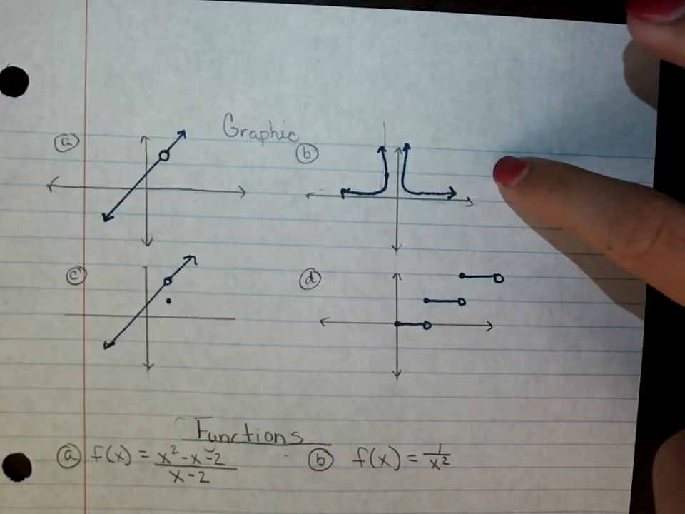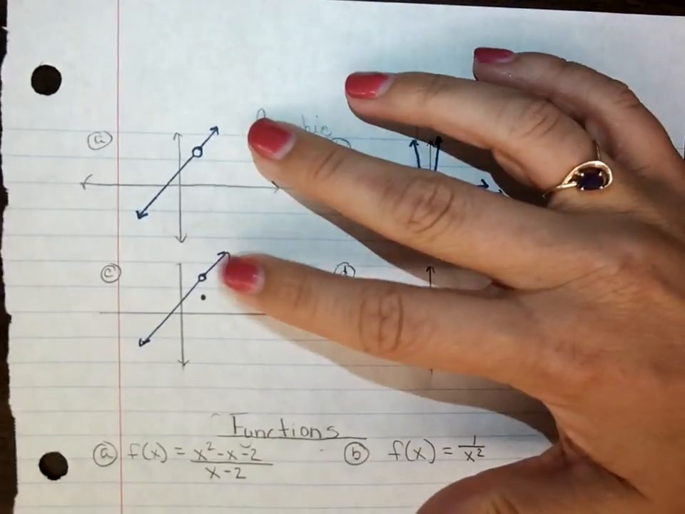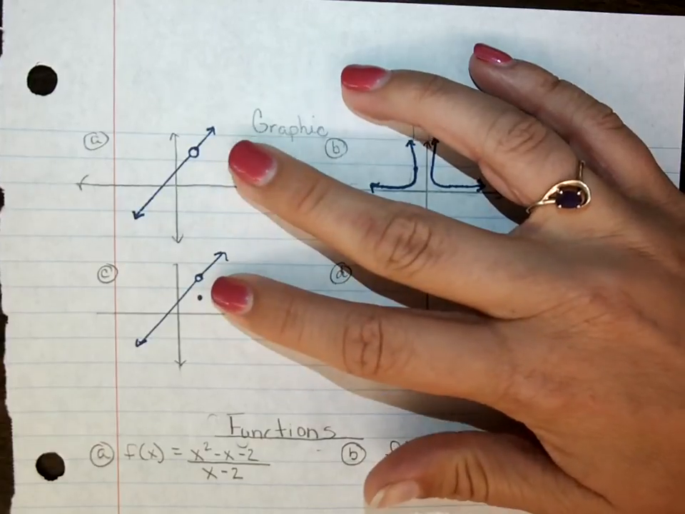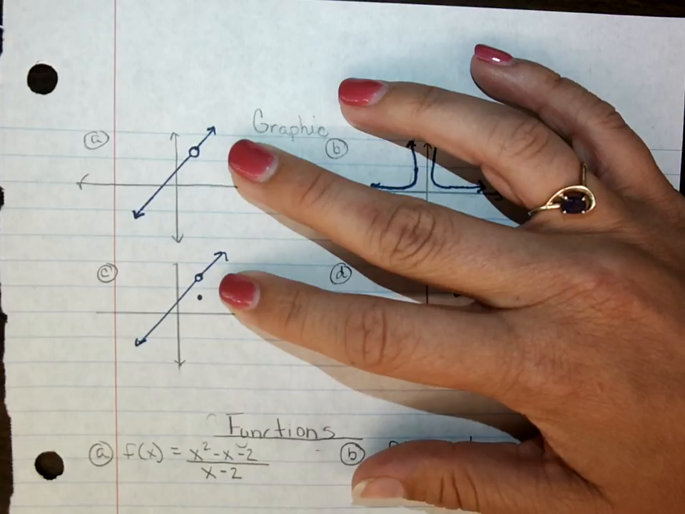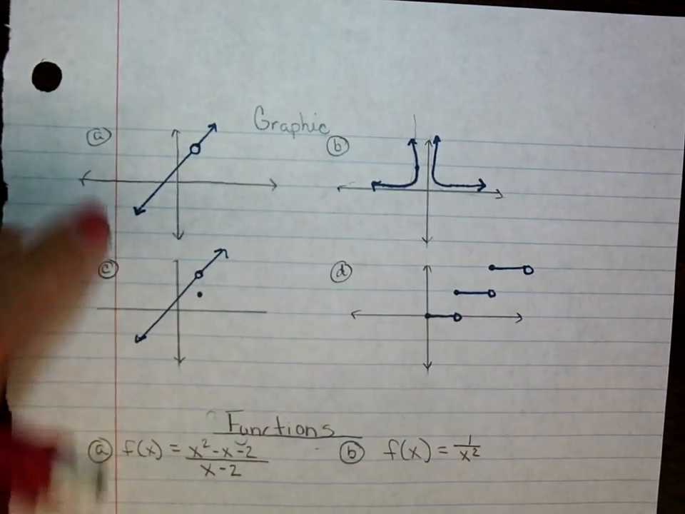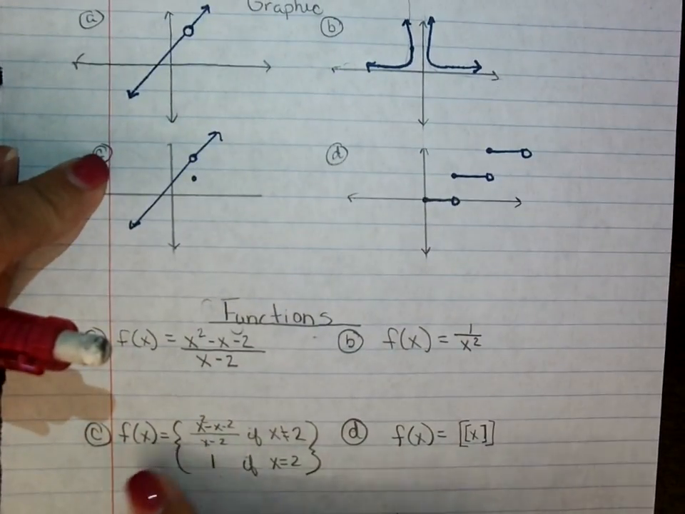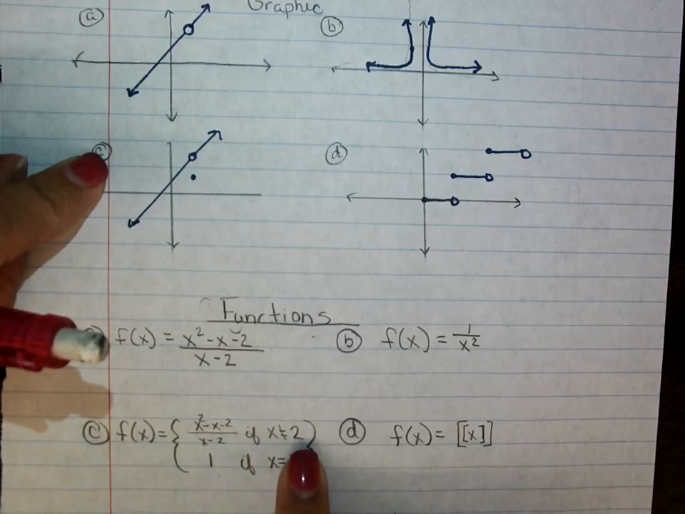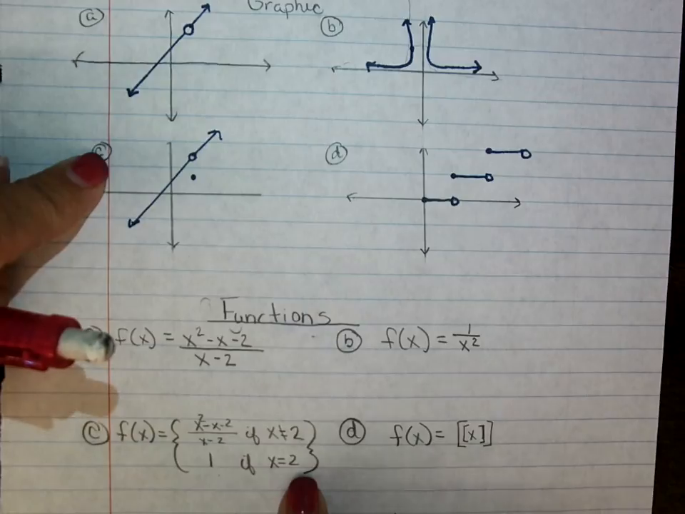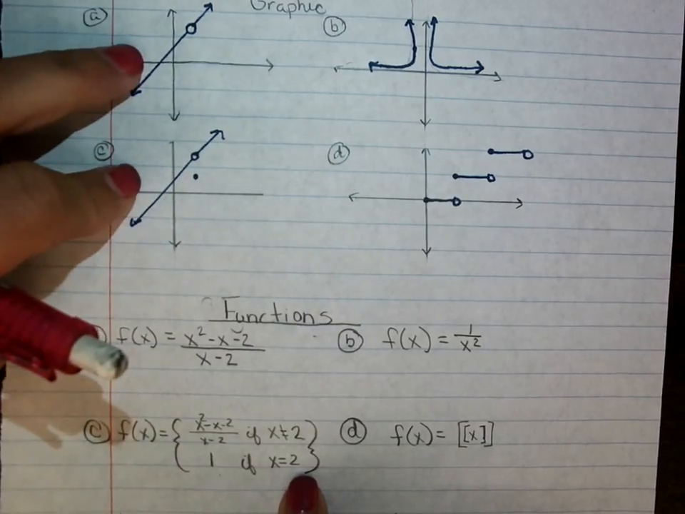Part C actually has the same type of discontinuity as part A. Both of these have removable discontinuity. This graph C is the function f of x equals x squared minus x minus 2 over x minus 2 if x does not equal 2, and f of x equals 1 if x equals 2. But these both have removable discontinuity.